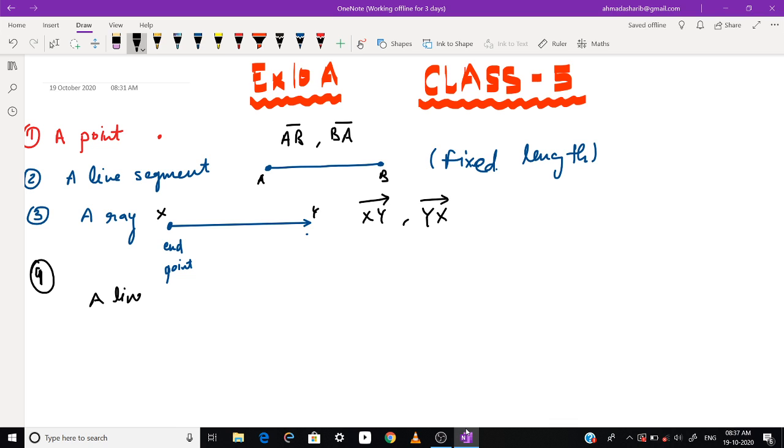Number 4 is a line. So what is a line? A line is a straight path that extends on and on in both of its directions without ever ending.